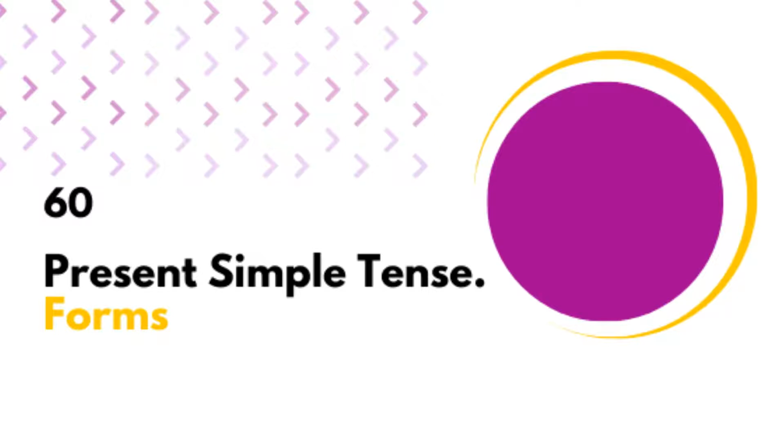Okay, now how to make questions with the verb to be. One word for you, inversion. We have to exchange the position of the person with the verb to be. Listen and repeat. Are you happy? Is she happy?